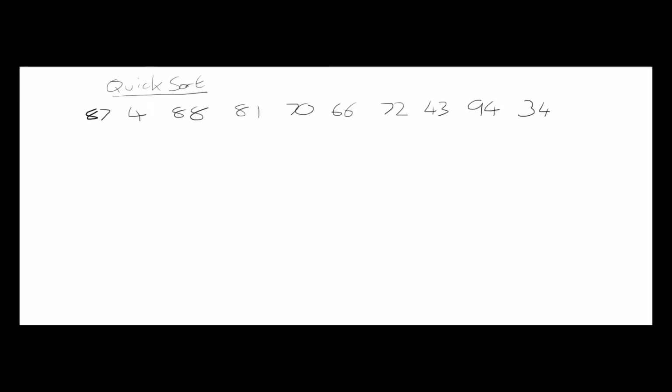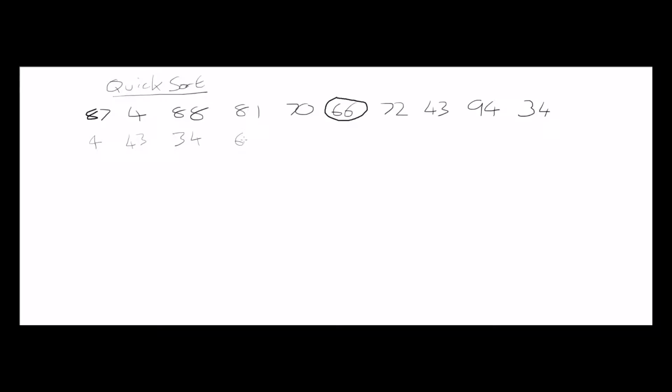So I'm going to pick the right number here to be my pivot, and then I'm going to sort the list into ascending order. That means I'm going to have all my numbers that are less than 66 on the left hand side, and all my numbers that are more than 66 on the right hand side. But they've got to be in the order that they're given here. So the numbers that are less than 66, the first one that comes up is 4. The next one that comes up is 43. So just write that in there. The next one that comes up is 34. So write that in. And then that's it.